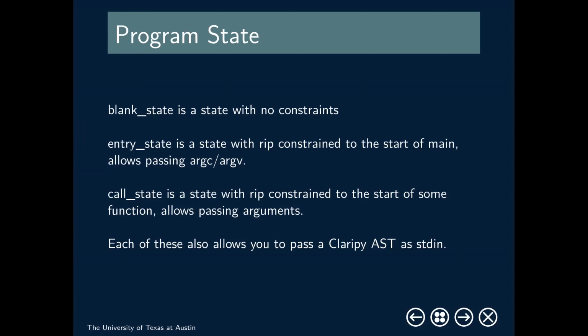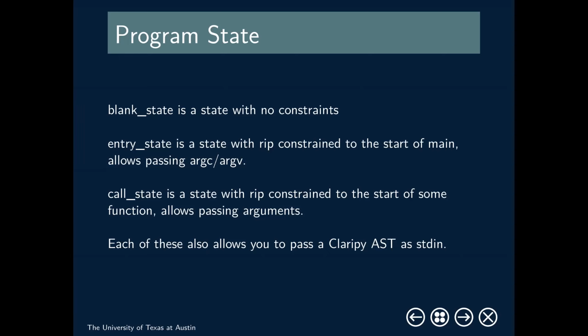Another one that's super useful is call state. This is a state with RIP constrained to some other function. So instead of starting at main, we're going to start somewhere else. And like the entry state, it also allows us to pass arguments, and it's going to automatically set the registers and memory to properly set up the arguments.